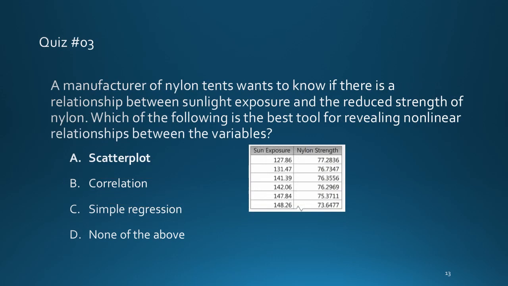The answer for the third question is scatter plot. The scatter plot is the most useful tool for revealing patterns in the data, such as nonlinear relationships between variables. The correlation only measures linear relationships between variables, and simple regression provides an equation which doesn't necessarily detect nonlinear relationships between variables.